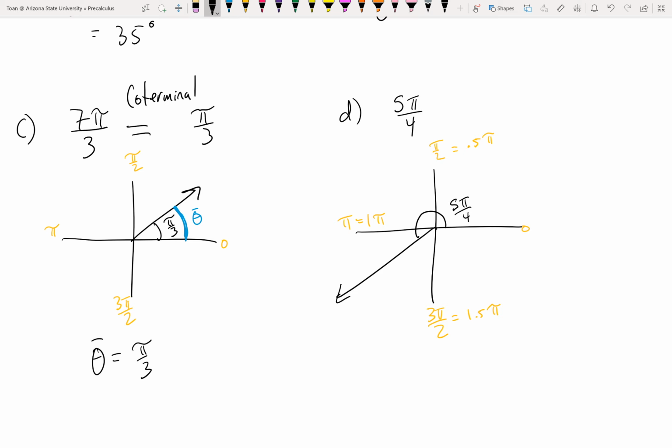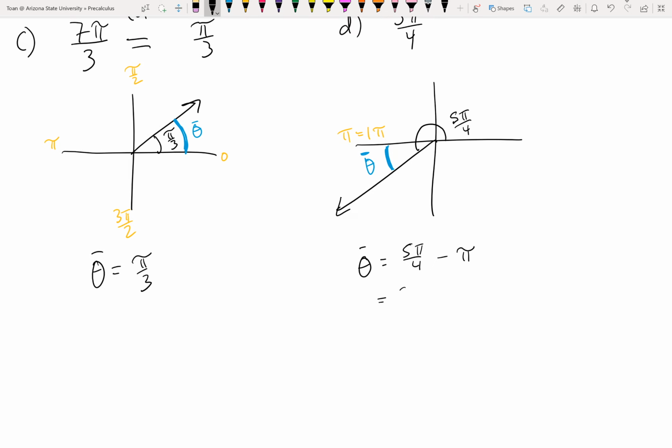So if this right here is 5 pi fourths, visually that is the reference angle I'm looking for. I hope you can see that this reference angle is simply the difference between 1 pi and 5 pi fourths. So there we go, we're done. The reference angle is 5 pi fourths minus 1 full pi. Of course, to add and subtract fractions, you have to get the same denominator. So 1 is the same thing as 4 over 4, which of course is pi fourths.